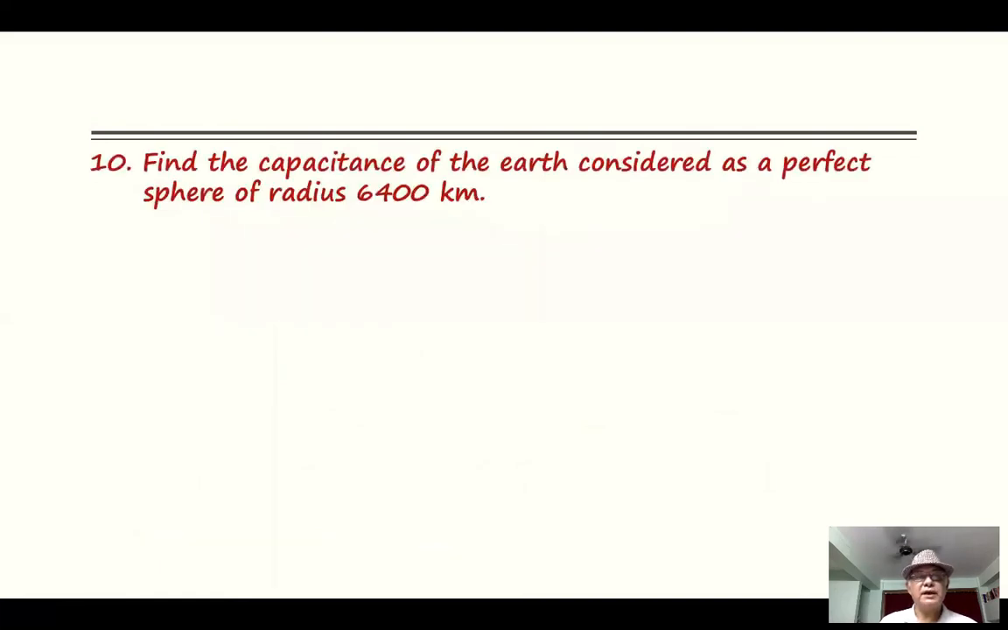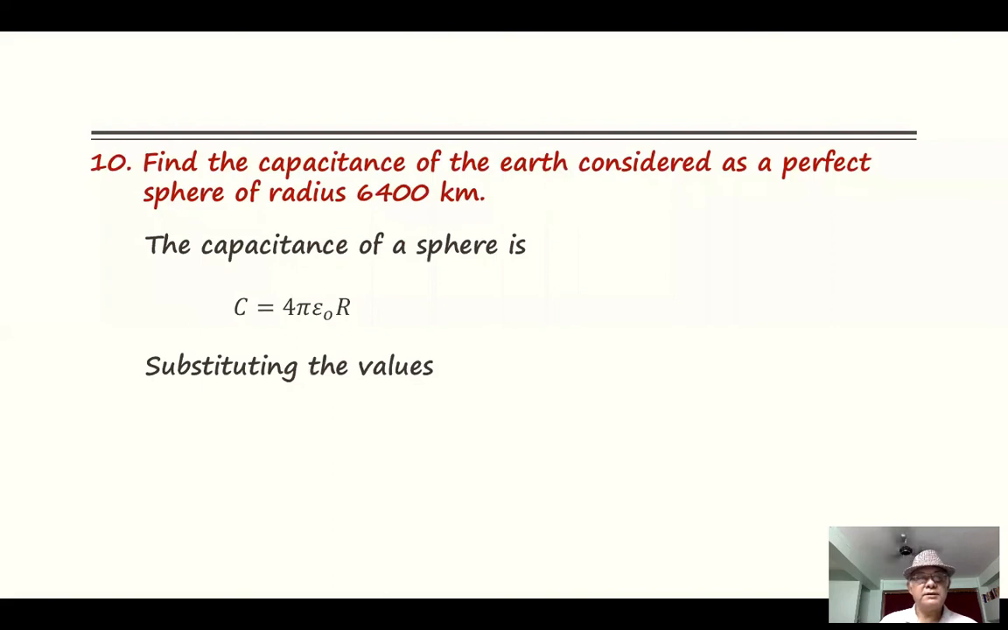Number 10. Find the capacitance of the earth considered as a perfect sphere of radius 6400 km. The capacitance of a sphere is C equal to 4 pi epsilon naught into R. Substituting the values, C equal to 1 divided by 9 into 10 to the power 9, then multiplied by 6400, then multiplied by 10 to the power 3, equal to 7.1 into 10 to the power minus 4 Farad.